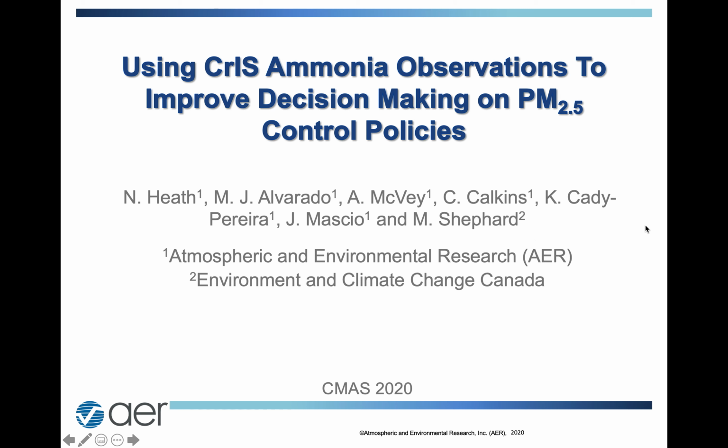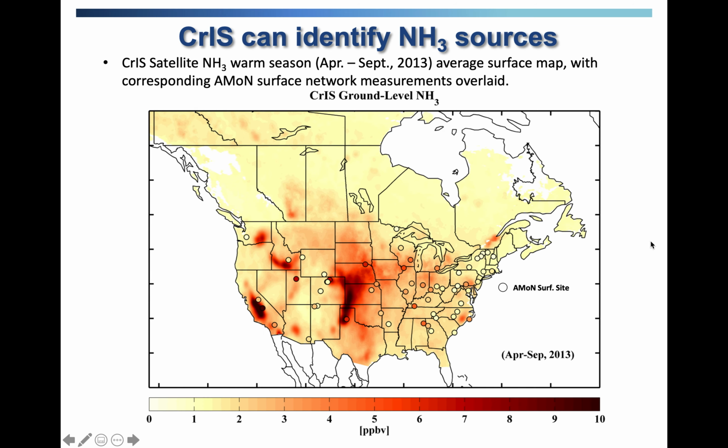This project was really motivated by the fact that we can observe ammonia from space using the Cross-Track Infrared Sounder instrument, or CrIS. So what this plot is showing, shaded, is the CrIS observations averaged over April to September 2013, and then the corresponding AMoN surface network observations over that same time period.